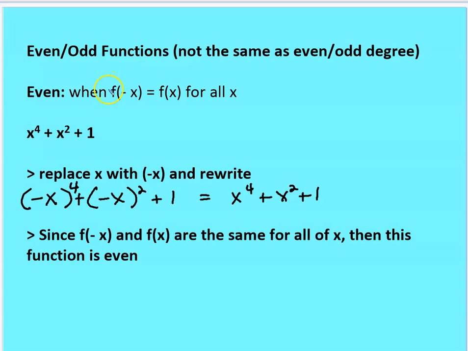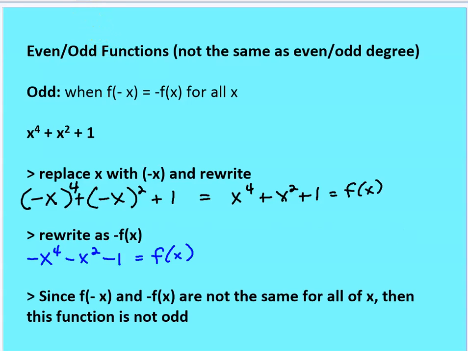All right, so f of negative x, so I substitute negative x in for x here, and negative x to the 4th is the same as x to the 4th. Negative x squared is the same as x squared. So I can see that when I substitute negative x in for x, I end up with the same equation as the original function. So x to the 4th plus x squared plus 1 is in fact an even function.